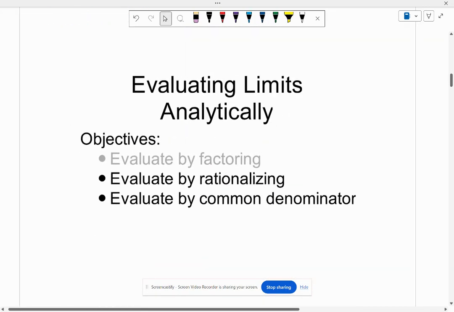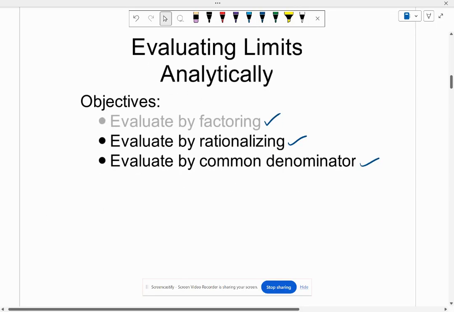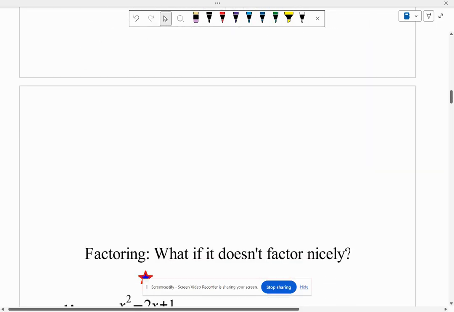That's the goal for today. We're going to evaluate limits by factoring. I'm going to do one more example where the factoring is a little bit trickier. Then we're going to evaluate limits by rationalizing. That's when we multiply by the conjugate and get a common denominator. The last lesson was very visual. This one's going to be more algebraic.